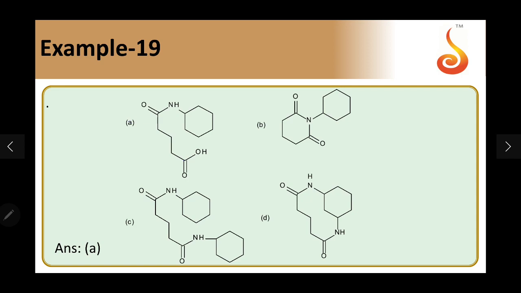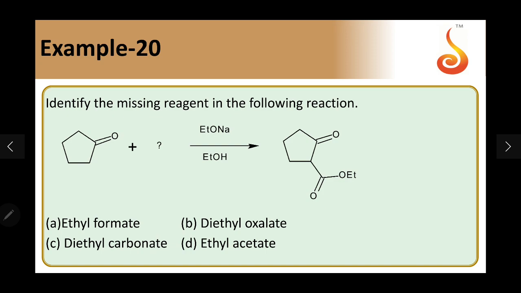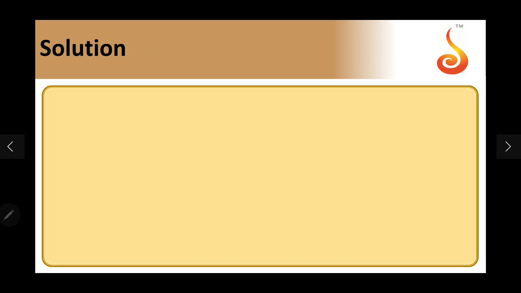Example 20. Identify the missing reagent in the following reaction. We'll see the reaction solution, then come back to the options. The given question is based on Claisen ester condensation. So a ketone can also take part in it. So I have cyclopentanone.